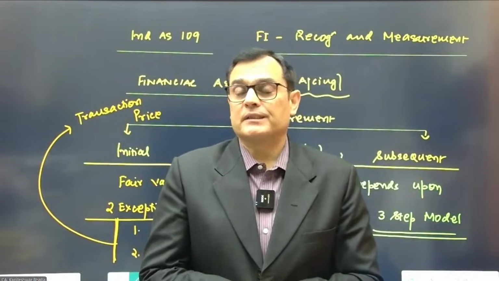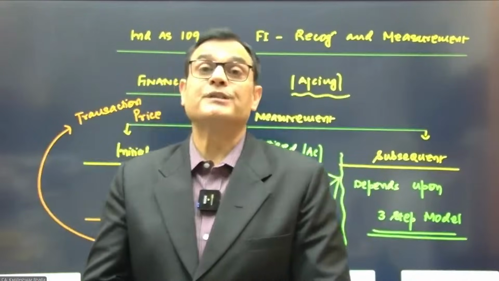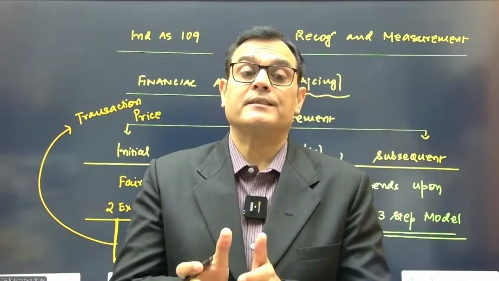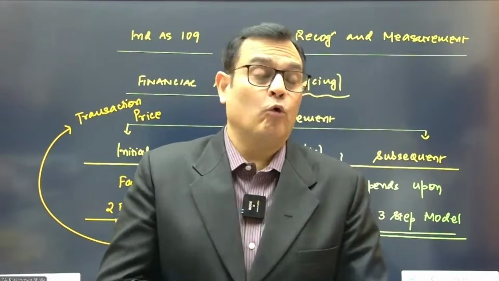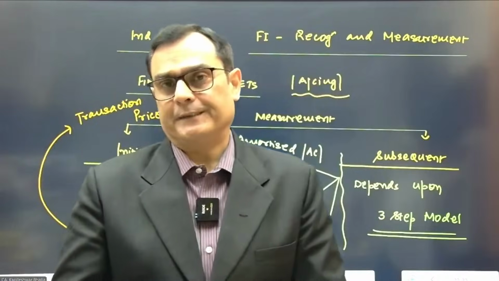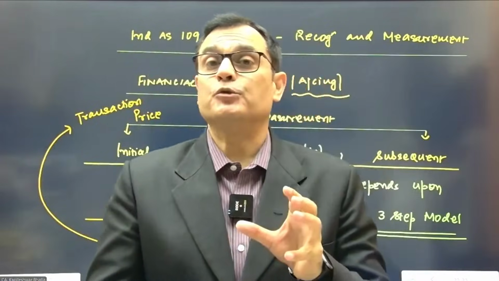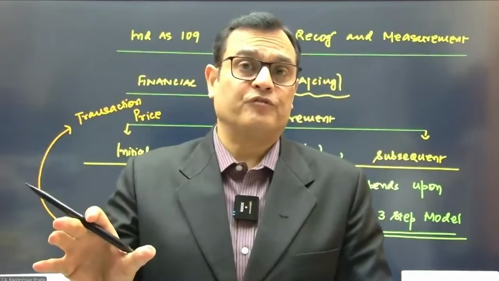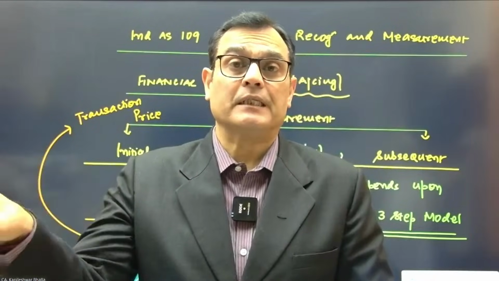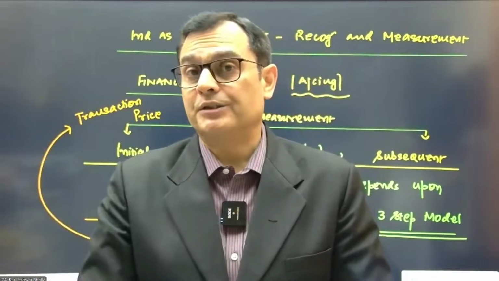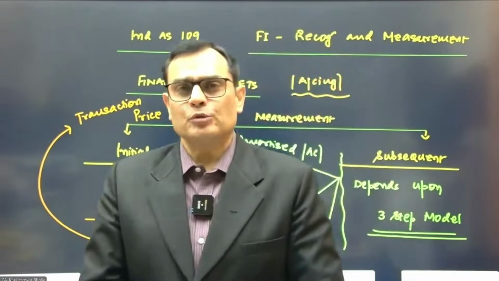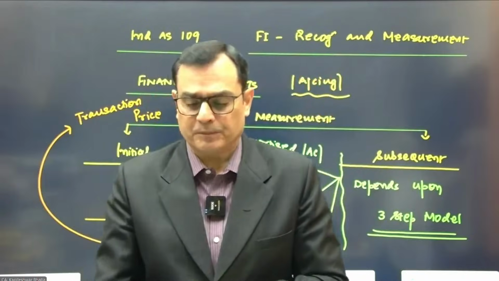Subsequently, it depends upon certain parameters which we're going to convert into a three-step model. And I said you will land up recognizing it at amortized cost, or on the basis of fair value through P&L or fair value through OCI, which means effectively either we use a cost model or we use a fair value, in which case the fair value changes either enter the P&L or the fair value changes enter the other comprehensive income. Now, there are two things which I need to develop at this particular stage.